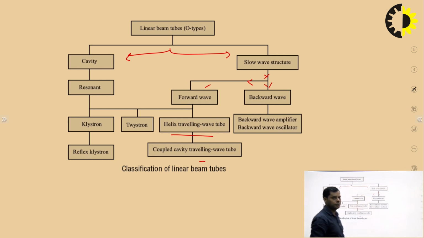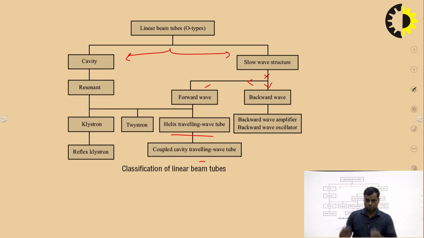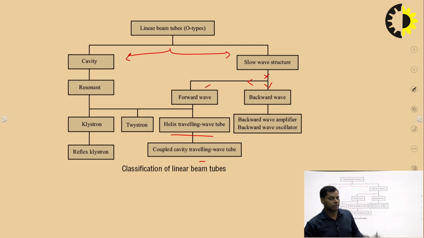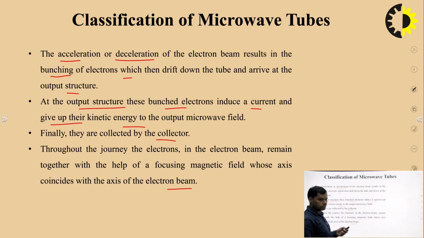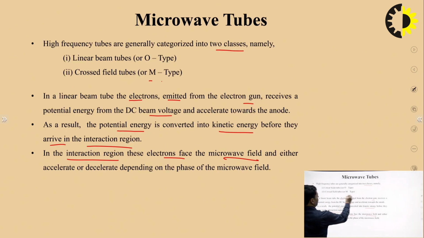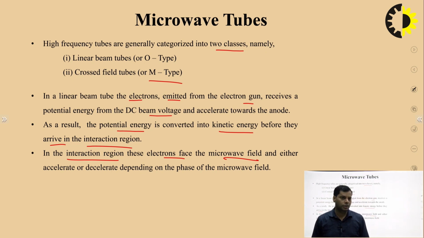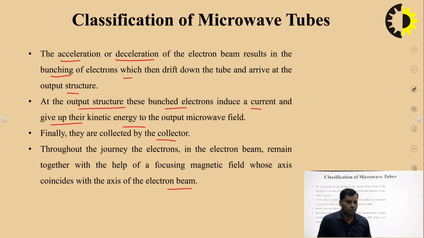So in this way, the categorization is further divided into the linear beam O type, that is the cavity and the slow wave structure, and also the M type, as we have discussed. In this M type, mainly the magnetron is used for the generation of microwave signals.